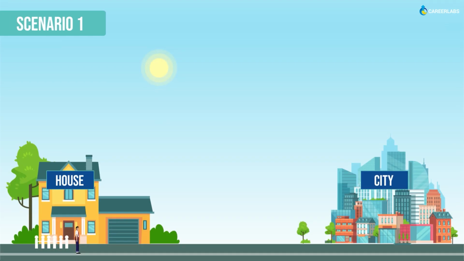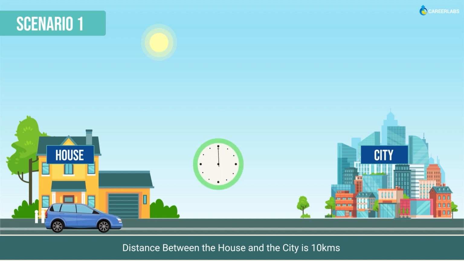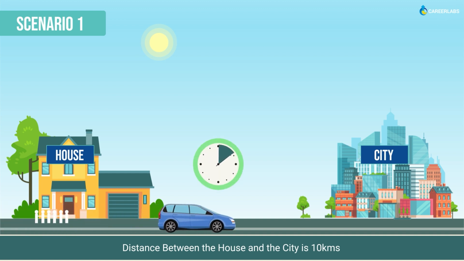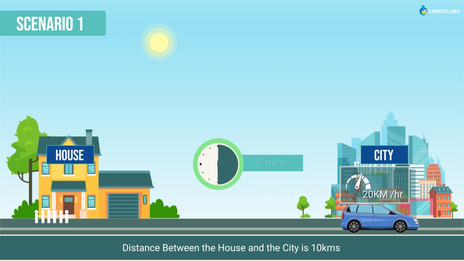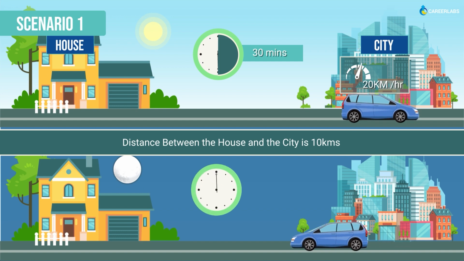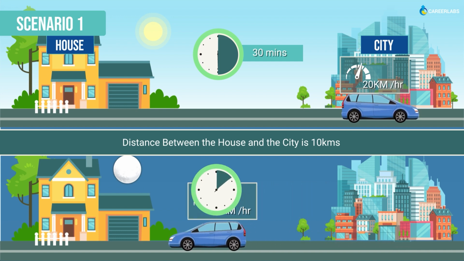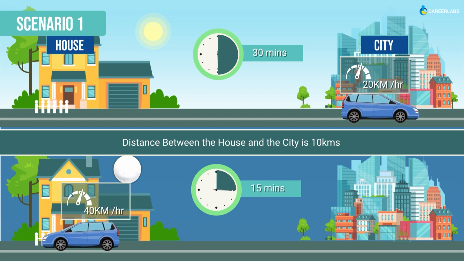Scenario 1. Jacob is a businessman who has to travel 10 kilometers to reach his office in city A. At the crack of dawn, he starts to his office in his car to avoid the traffic. He travels at a constant speed of 20 kilometers per hour and reaches his office in 30 minutes. But at night, when he leaves his office, he travels at a constant speed of 40 kilometers per hour and covers the 10 kilometers within 15 minutes.